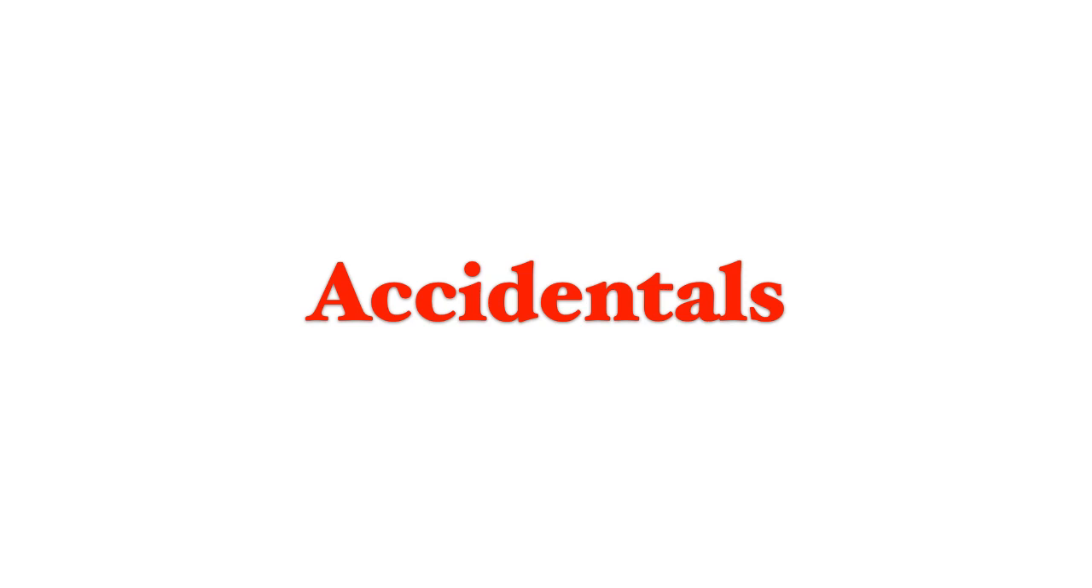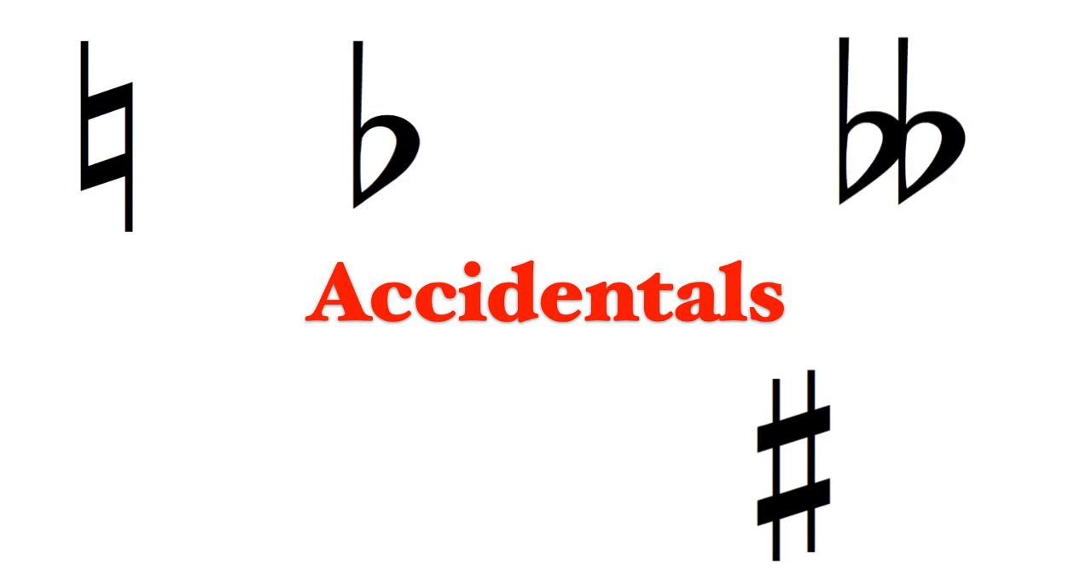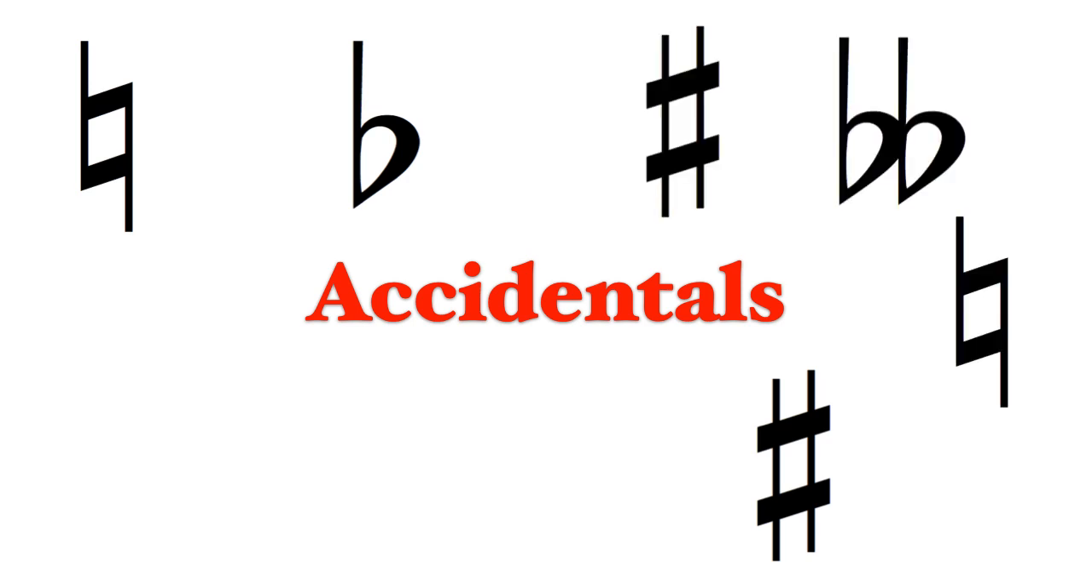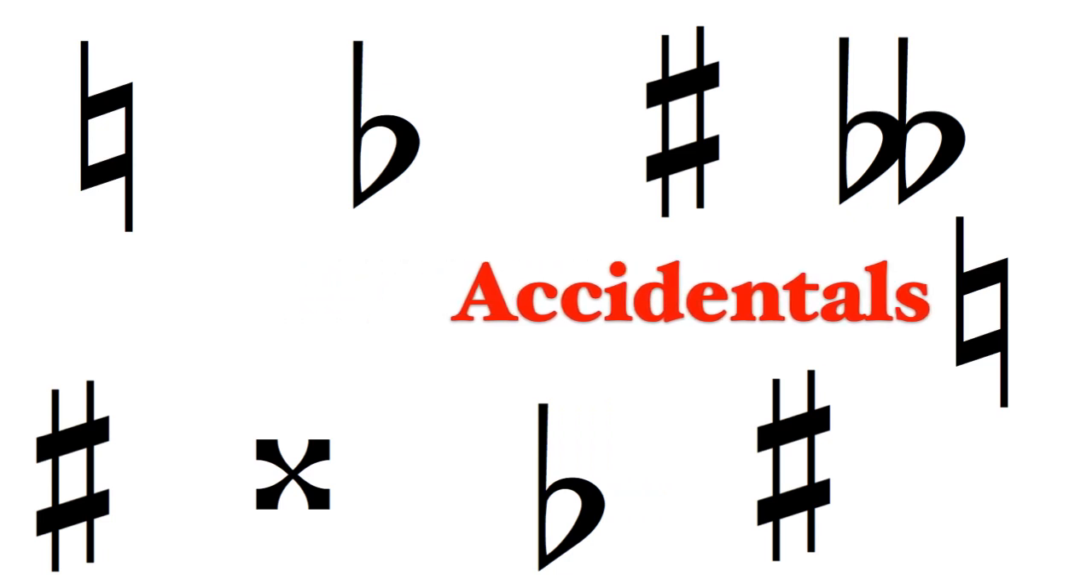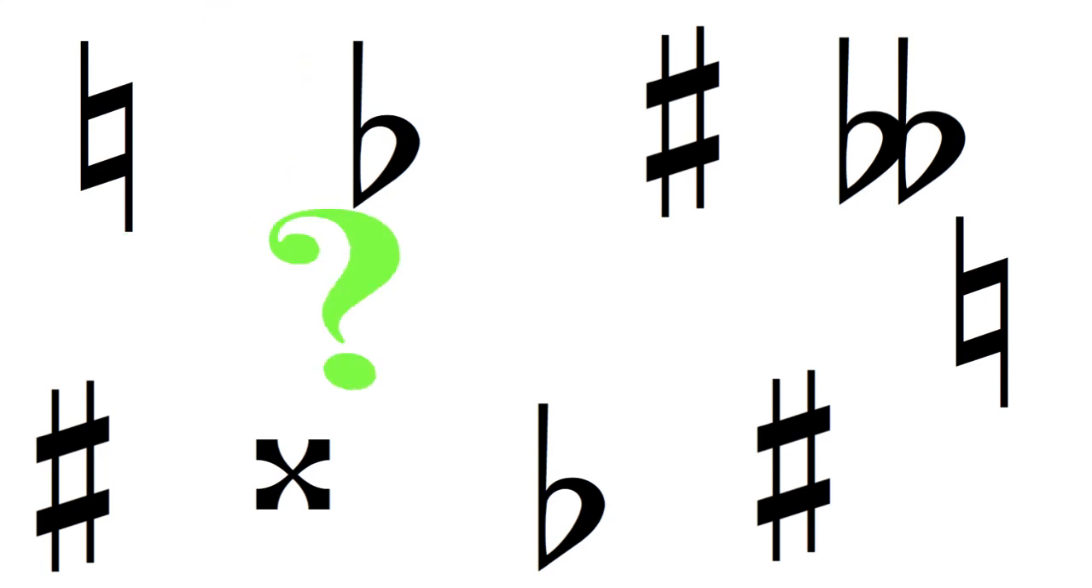Today we're going to learn about accidentals in music. Accidentals are these little symbols that you sometimes see in front of notes, or sometimes you see them at the very beginning of a piece of music in the key signature. But what are accidentals? What exactly do they mean? Today we're going to talk about the three most common accidentals that you'll see in music.